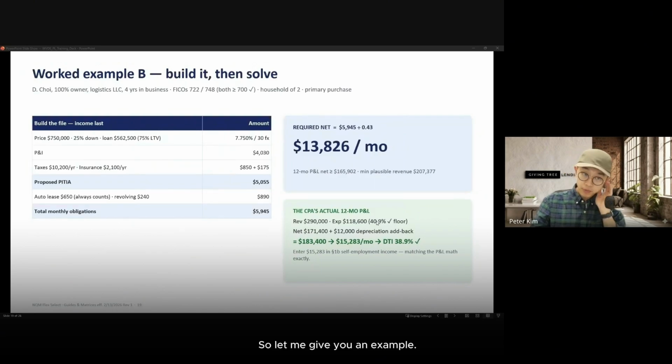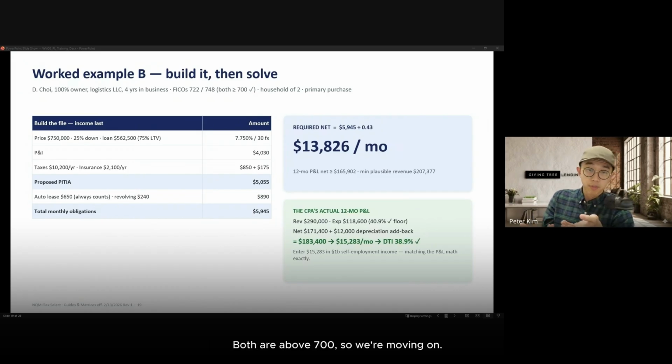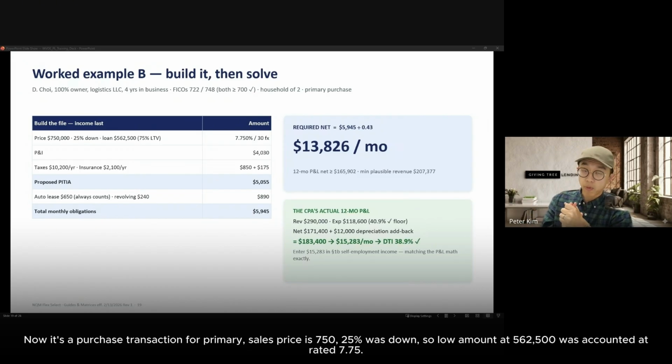Let me give you an example. This client is a 100% owner of a logistics company, 4 years in business. Credit scores for both applicants were 722 and 748. Both are above 700, so we're moving on. We have clearance. Now it's a purchase transaction for a primary. Sales price is 750, with 25% down, so the loan amount is 562,500 at a rate of 7.75.